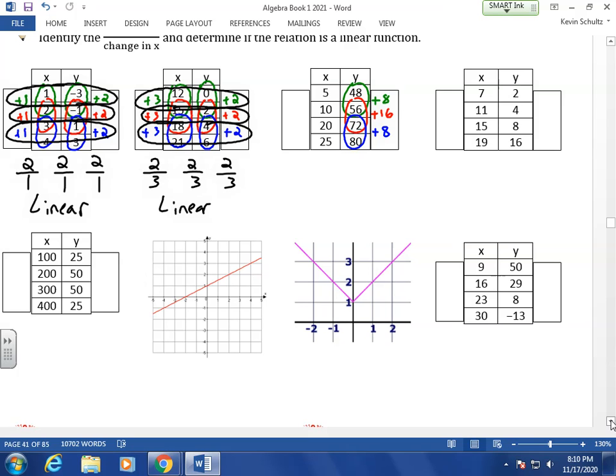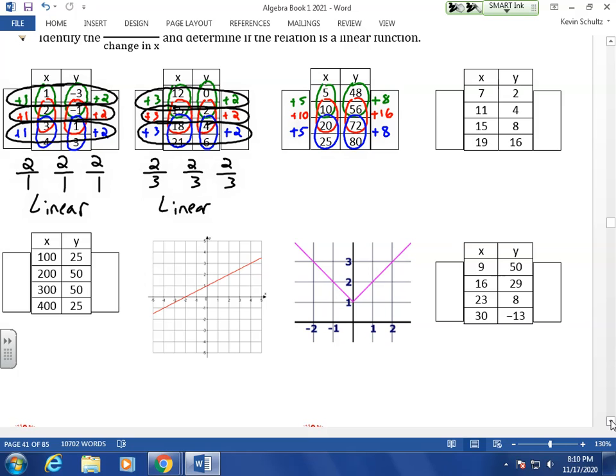Let's see what happens. Over on the x side, from 5 to 10 is positive 5. From 10 to 20 is not up 5, it's up 10. And then from 20 to 25, now we're back to plus 5 again. Interesting.